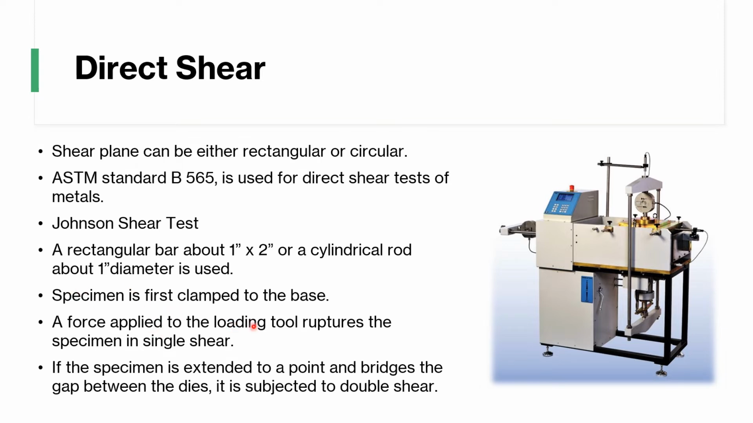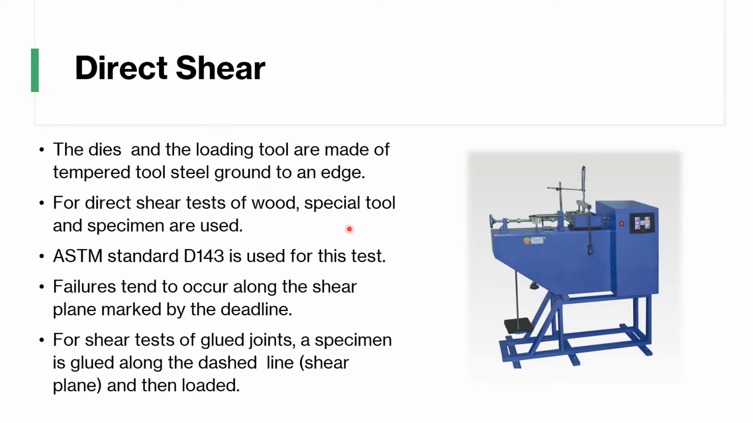Specimen, you're going to first clamp it to the base. You're going to apply the force, and that force is going to rupture that specimen because we're in destructive testing. We do only single shear, and we will break that specimen, okay? If the specimen extends to a point and bridges the gap between the dies, it is subjected to double shear. Single shear isn't enough if you hook it up in this way. The dies in the loading tool are made of tempered tool steel ground to an edge.